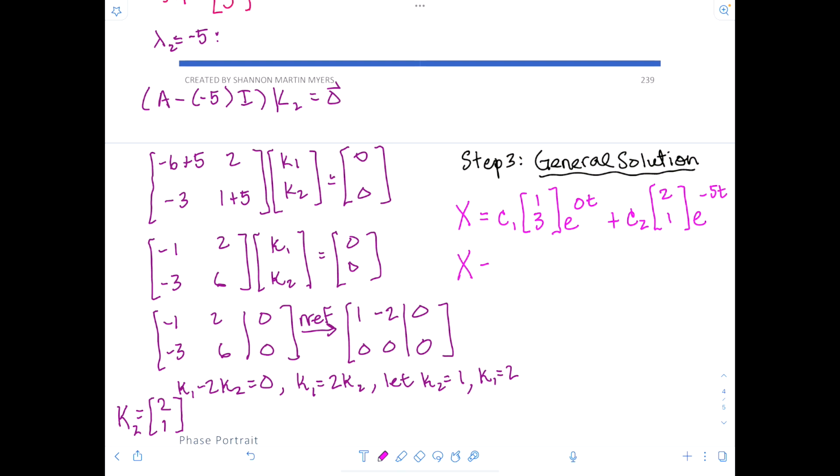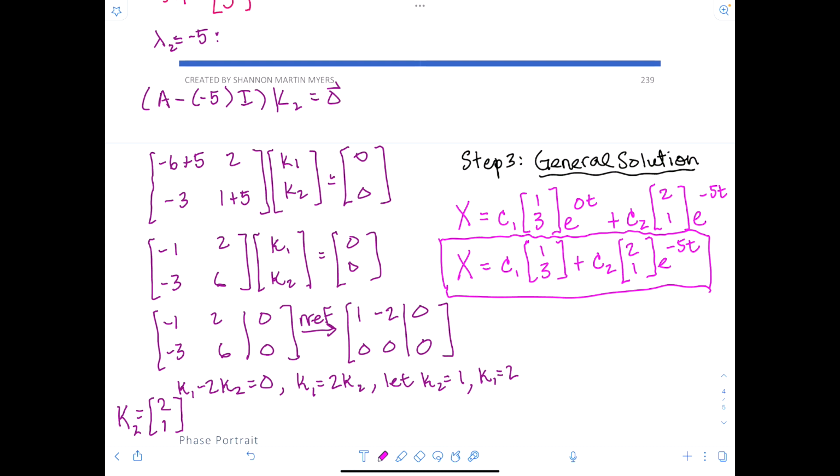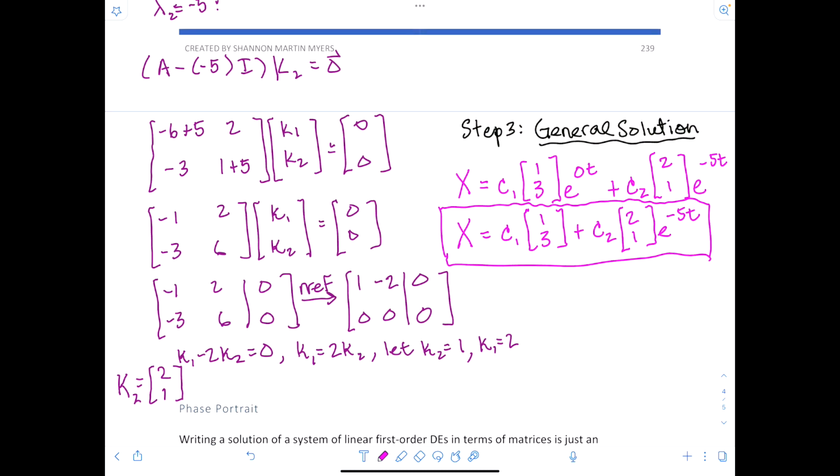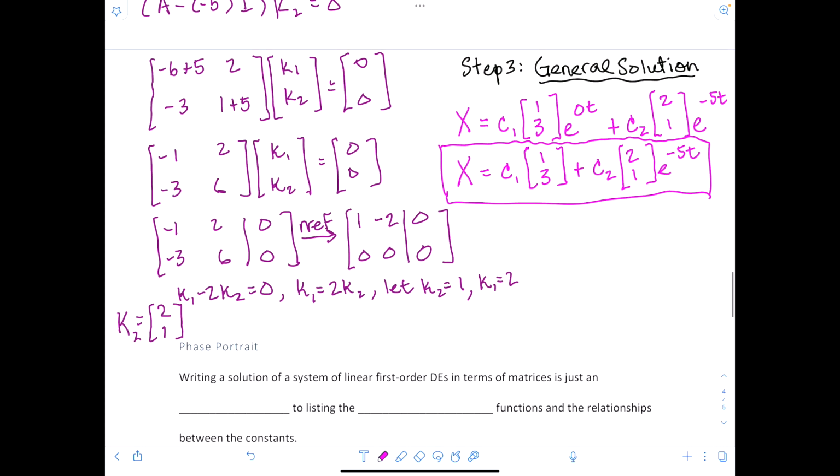So at the end of the day, X is going to be C1 times the column vector 1, 3, plus, the E term is just 1, plus C2 times the column vector 2, 1, times E to the negative 5t. And we're all done. Isn't that amazing? A real nice way to solve a differential equation, find the general solution to a homogeneous system.